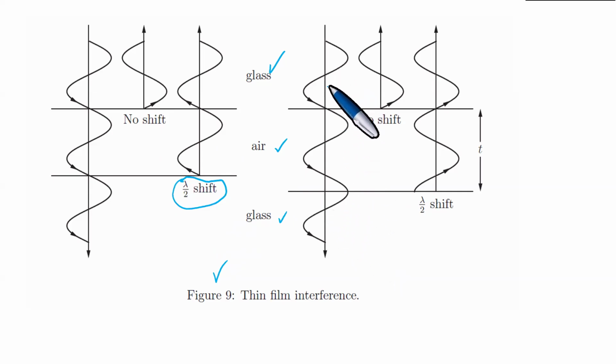Let's look at this one. From glass, air, and glass, and then lambda over 2 shift. We observe that the distance is exactly t between the two glasses, and therefore there is a lambda over 2 shift. In this position here we see no shift, yet on this side we see a lambda over 2 shift. That is very evident in this thin film interference.